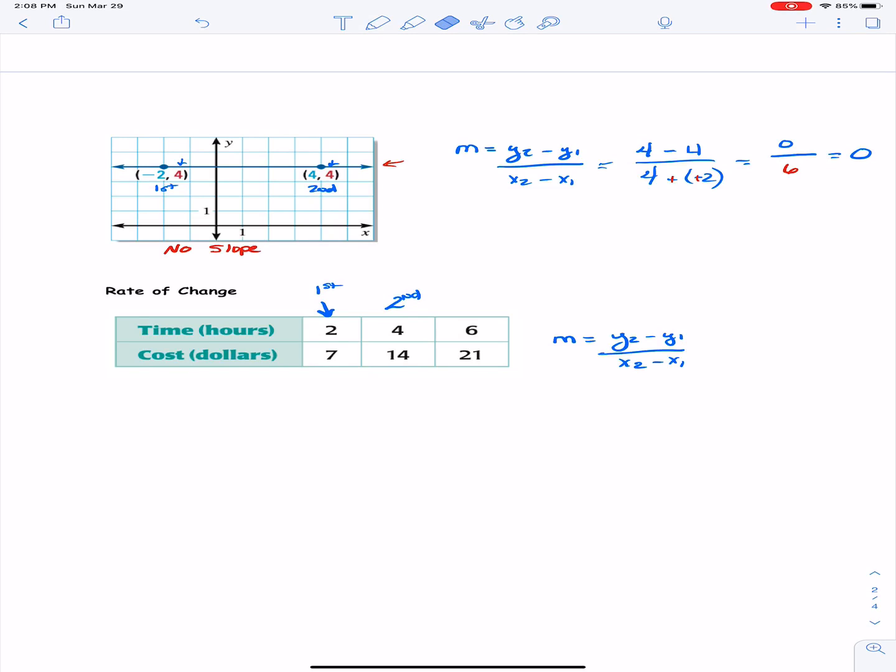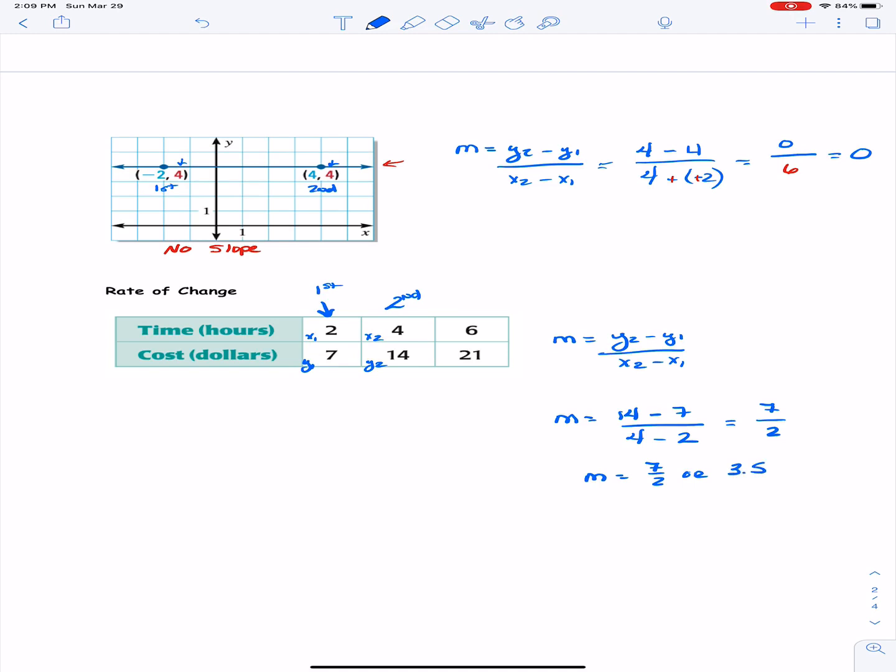I'm not going to try to be difficult. So here we go. This is going to be my x sub 1, y sub 1, x sub 2, y sub 2. And I'm just going to substitute numbers in now. So m equals 14 minus 7 over 4 minus 2. Okay, and so now I'm going to do my math. 14 minus 7 is going to give me 7. 4 minus 2 gives me 2. And so my rate of change is 7 halves, or 3.5.